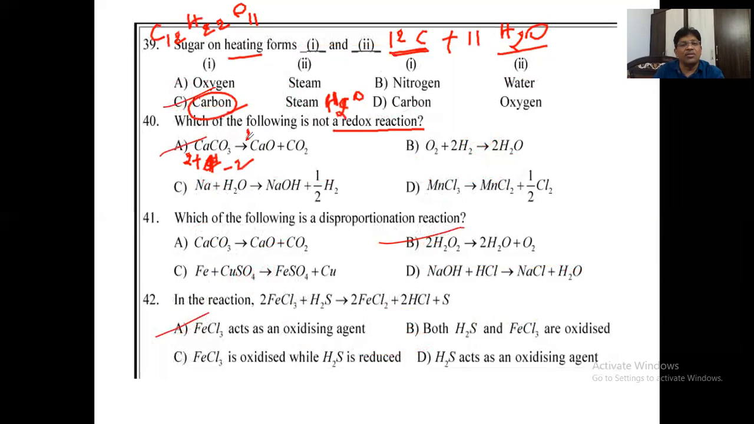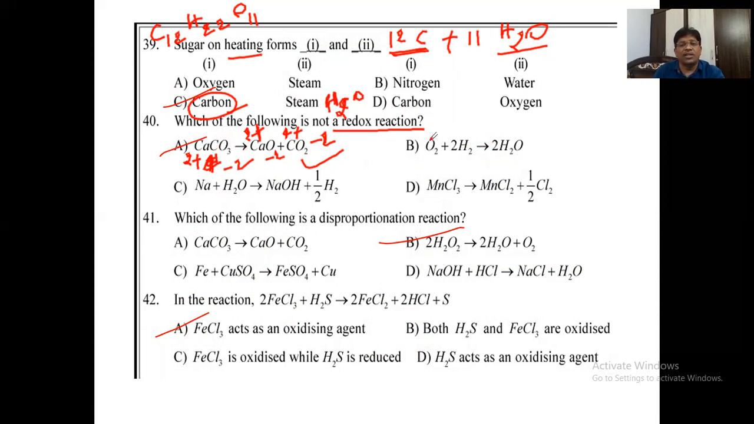Again here calcium +2. Any change in charge of the calcium? No, +2, no change. And here oxygen -2. Any change in the oxygen charge? -2, same. And carbon +4, no change in carbon oxidation state. And again oxygen is -2. So no element's oxidation number has changed. That's why it is not a redox reaction. Simply it is a chemical decomposition reaction, but cannot be taken as a redox reaction.